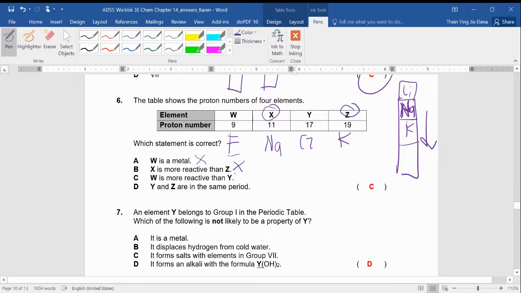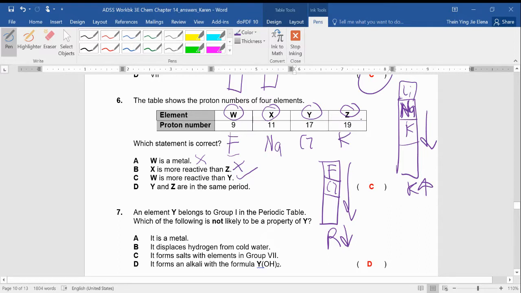W is more reactive than Y. So for W and Y, they are your halogens in group 7. In group 7, down the group reactivity decreases. Okay, group 1, down the group reactivity increases. Group 7, halogens, down the group reactivity decreases. So W is more reactive than Y because down the group reactivity decreases. So higher up the group, that means it's more reactive. Alright, so C is correct.